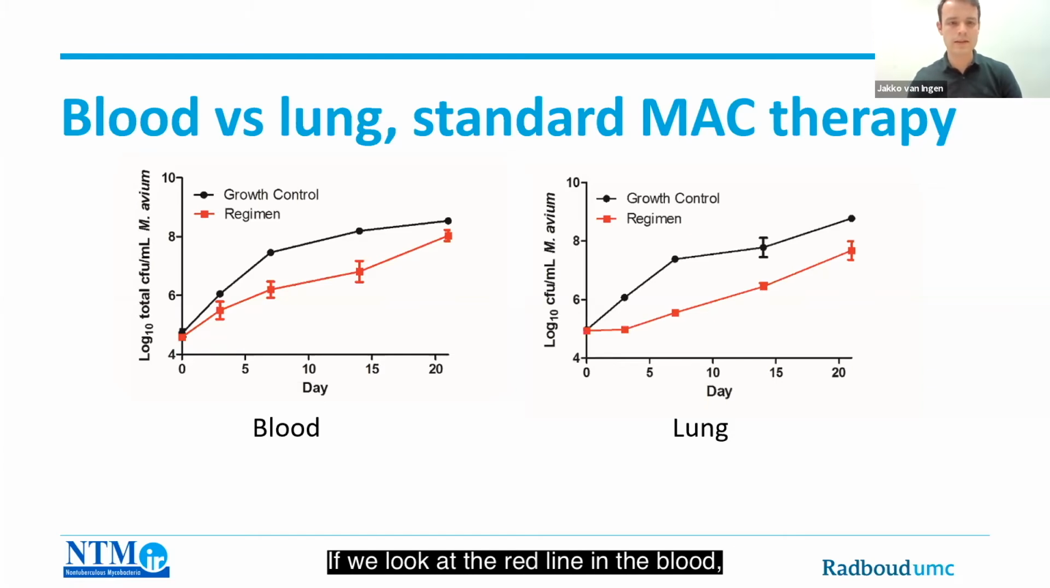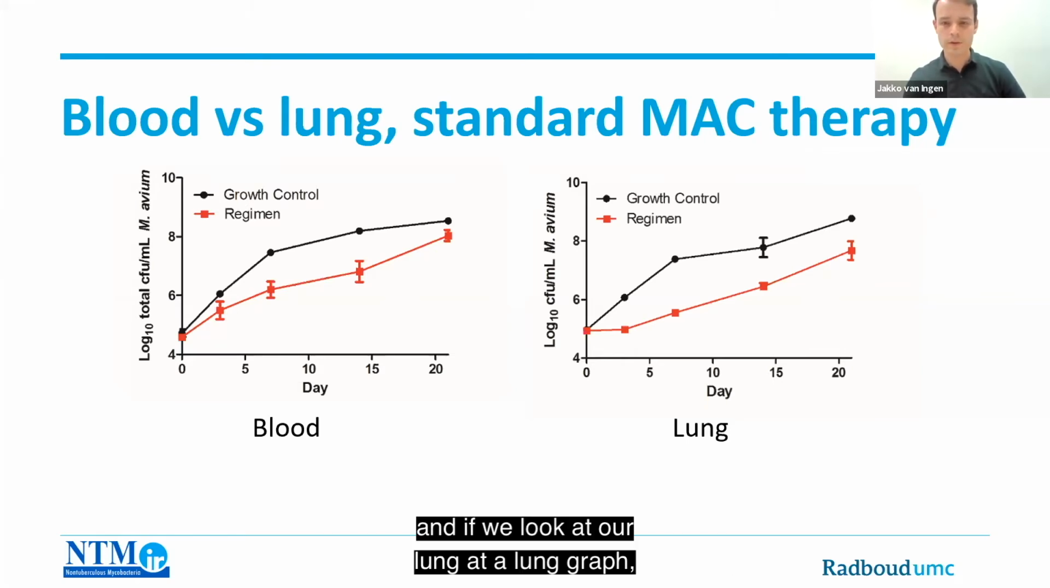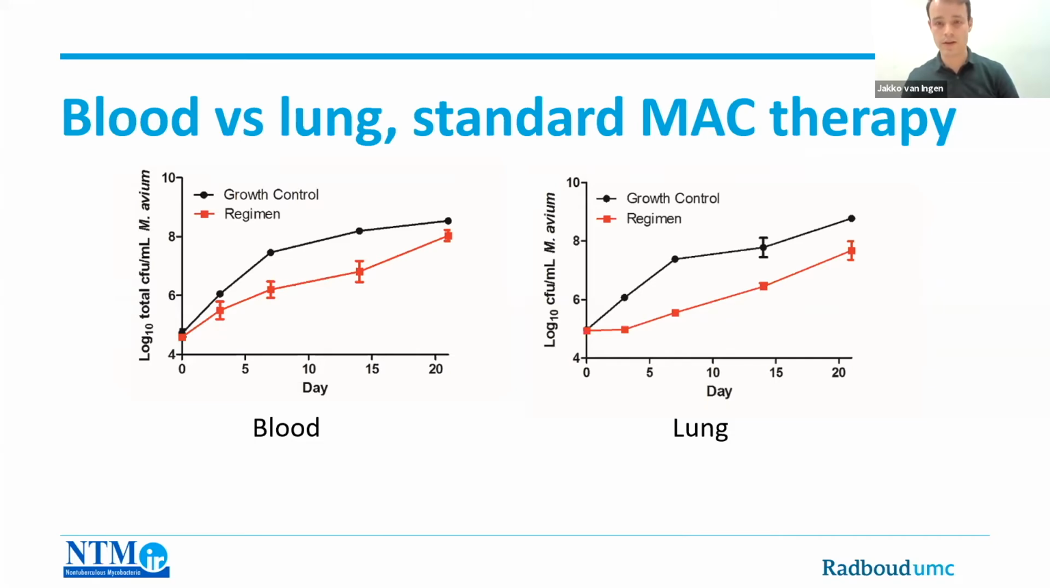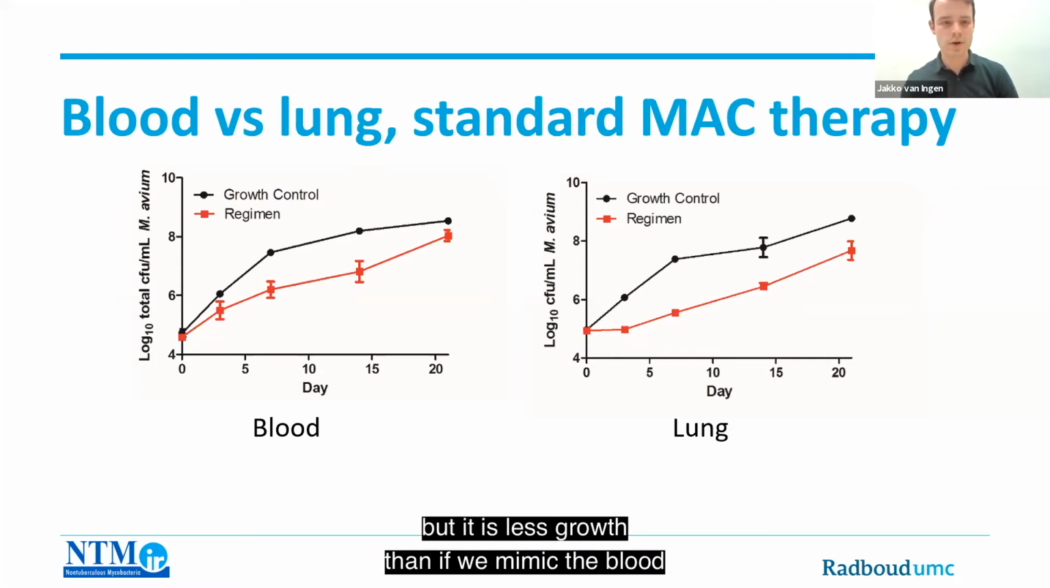If we look at the red line in the blood, we can see that it gradually does increase. So the higher the red line, the more bacteria are inside our lung. And if we look at the lung graph, we can also see that there is indeed growth within this regimen, but it is less growth than if we mimic the blood concentrations of antibiotics.